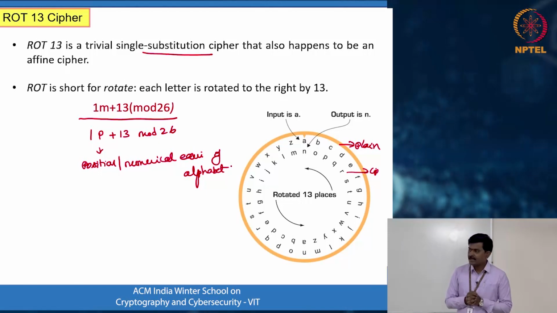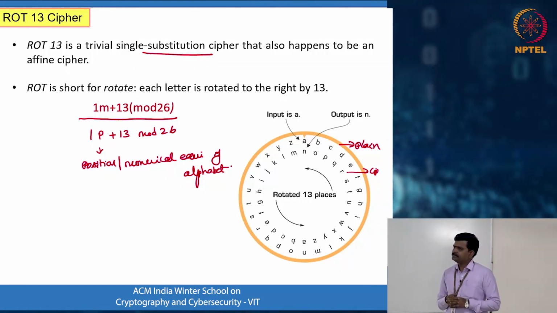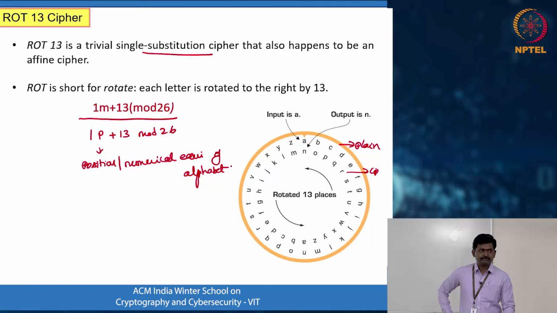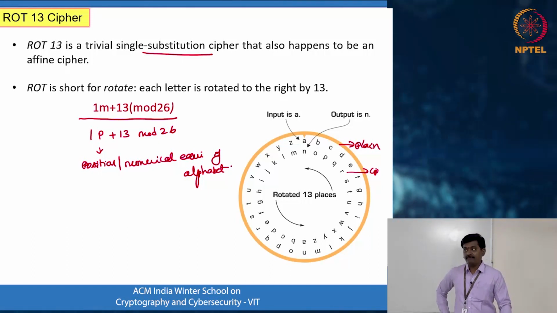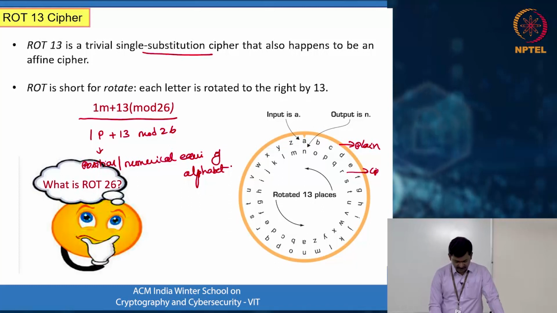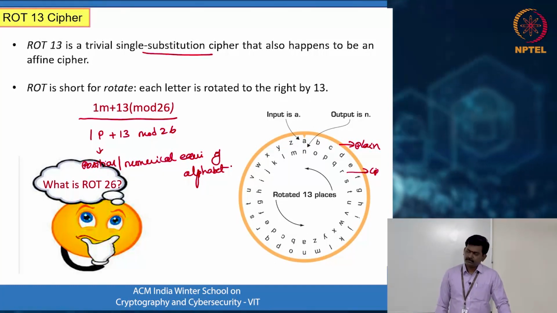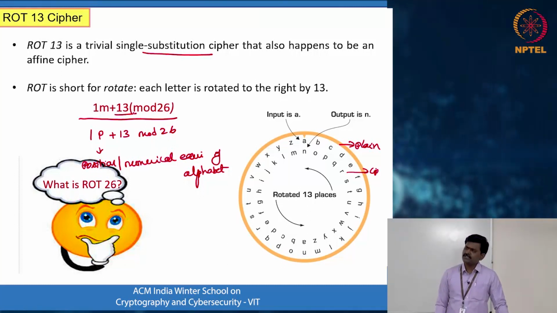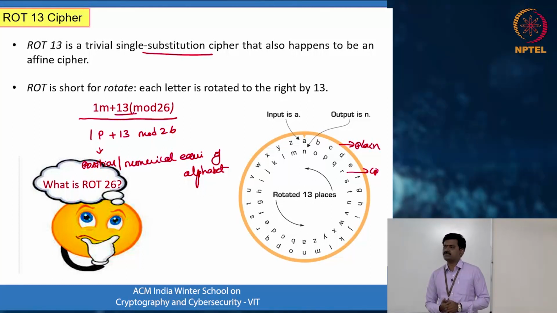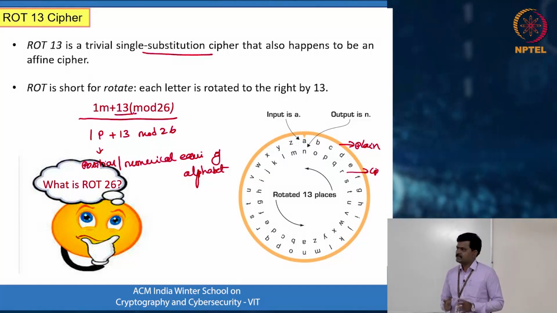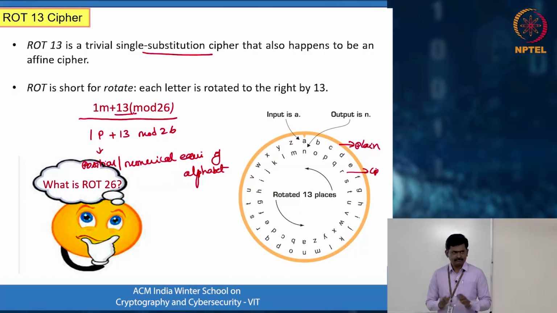Can I call that a form of affine cipher? Why? Because I have a multiplication and also the addition. So it's a kind of trivial affine cipher, because you are actually doing plus 13 mod 26, it's ROT 13. What if I say ROT 26? 1*m + 26 mod 26, what will happen? Are you doing any encryption? If it is ROT 26, there is no encryption actually. You get the plain text as such, right?